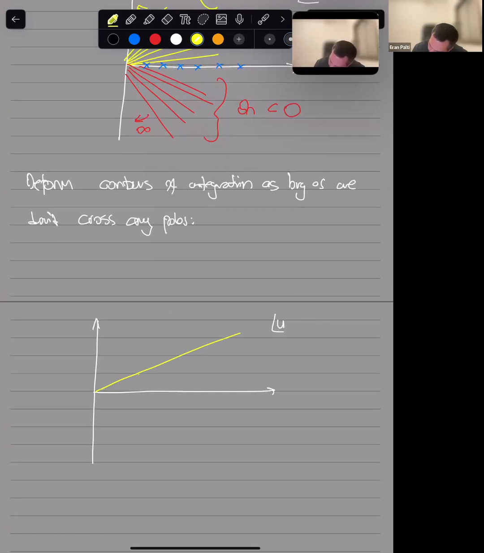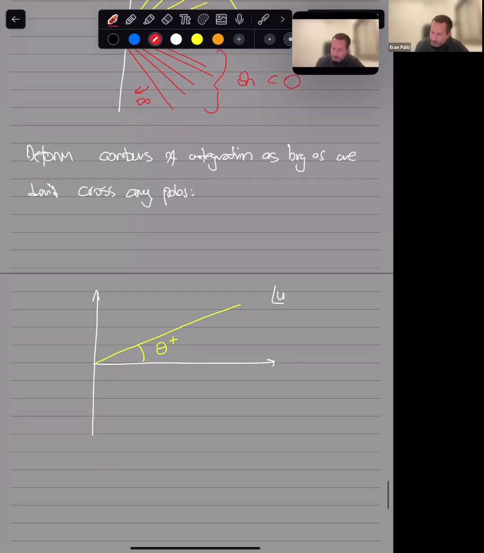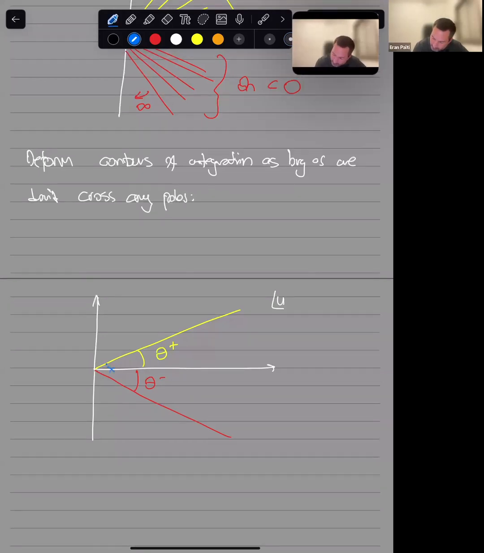Now we have this integration line. This can be some arbitrary angle theta plus. And then we have this integration line here, that's some other arbitrary angle theta minus. And the poles are going to be in the middle, and they're going to stop us bringing all of the integration contours on top of each other. Are there any questions about that?